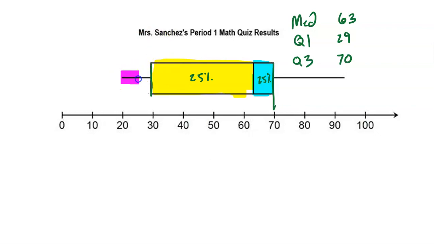Same thing with the whiskers. This whisker and this whisker are a little bit different in length. On the right side, we're more spread out. All right, now there are no outliers here because we don't see any of those special marks. So that means the lowest kid had a minimum of 20. The highest kid looked to be about maybe a 93, 94, give or take. But that's what we see when we take a look at this box plot. So pretty cool, pretty nice.